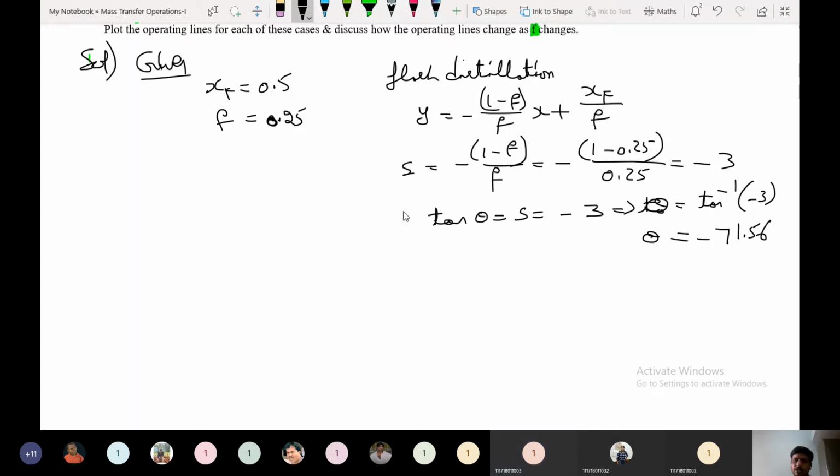71.56. Okay. You need not calculate these slope values if you are not going to use this slope method. Directly you can go to the intercept method. I is equal to xF divided by small f. xF is equal to 0.5 divided by 0.25. So this is 1 divided by 2 divided by 4, will be 2. Okay, I is equal to 2 you will get.